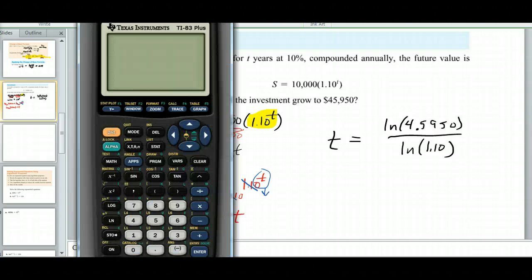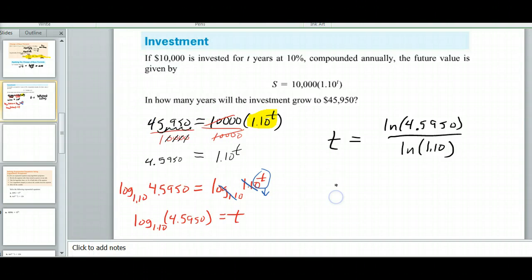Alright, go to our calculator. Natural log of 4.5950 divided by natural log of 1.10. Alright, and our answer is about 16 years. So this does come in handy when we're solving some of these formulas if we have a base that's not a common base, like a base 10 or a natural log, like an e base in there.